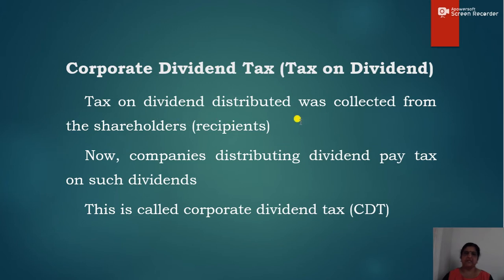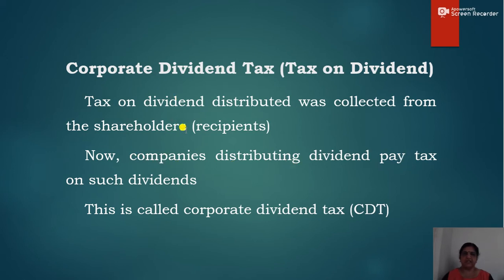Previously, the tax on dividend distributed was collected from the shareholders, that is the recipients. The company would pay dividend to the shareholders, and the shareholders had the responsibility to pay the tax on dividend. But now companies distributing the dividend pay tax on such dividends.